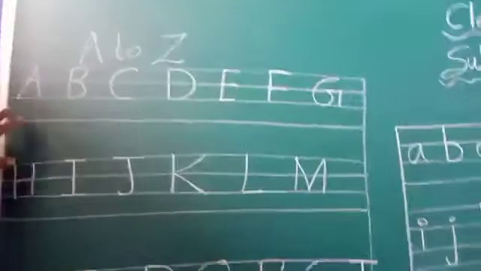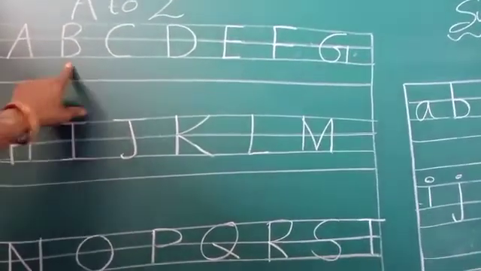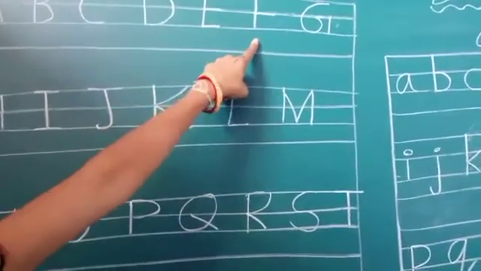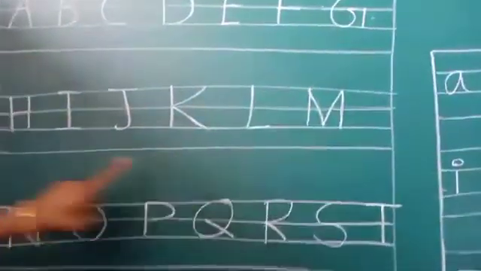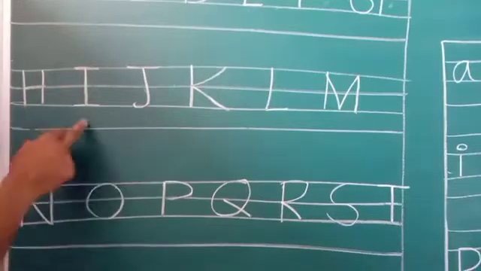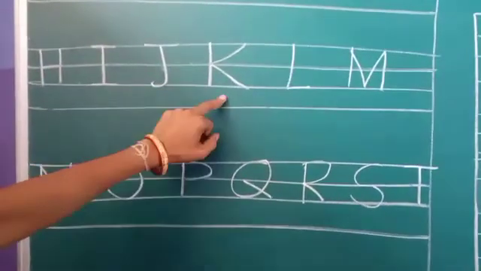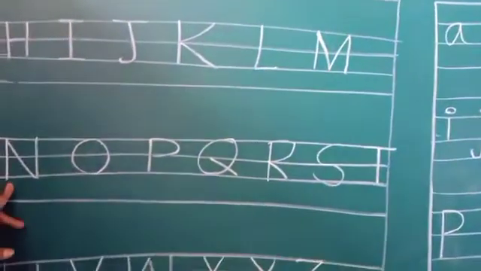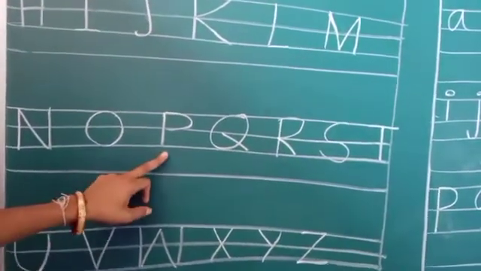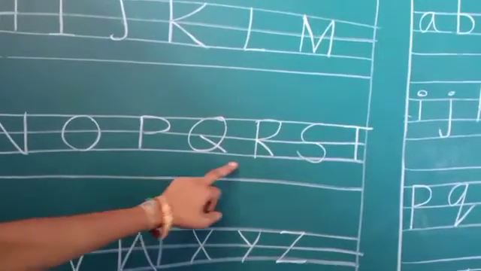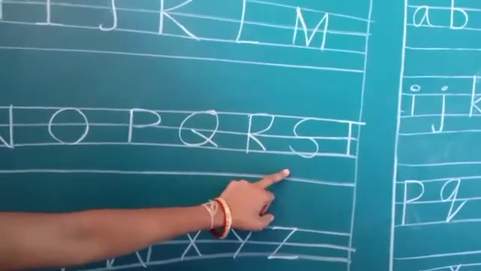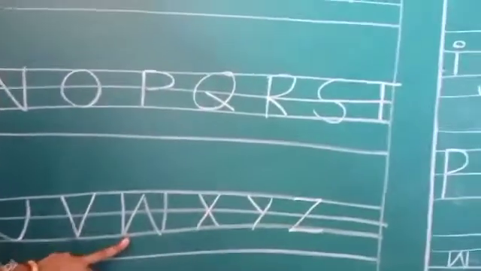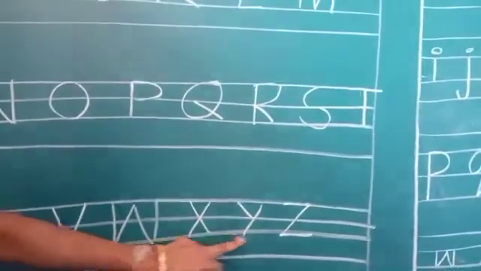Capital letters. Capital A, B, C, D, E, F, G, H, I, J, K, L, M, N, O, P, Q, R, S, T, U, V, W, X, Y, Z.